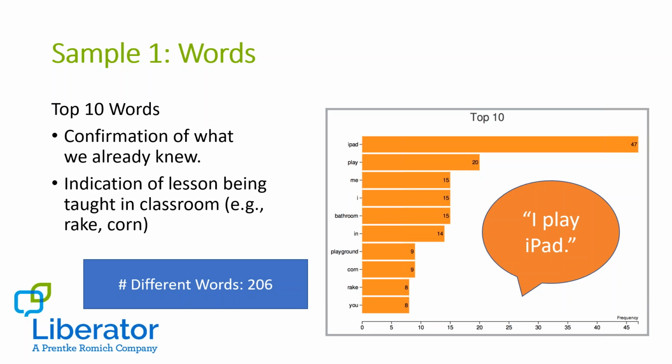We can see the iPad really like top of the top 10 by a long way. Encouraging that the verb play is second, although they did know for that child that it was part of the learnt phrase I play iPad, and that play was not necessarily being generalised to other activities, but it's okay. He knows where play is, and we can see that.